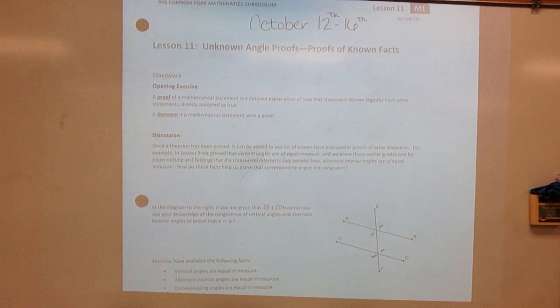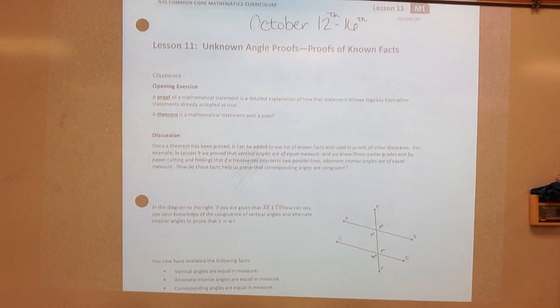This is just an abnormal time, so therefore you've been introduced to proofs a little differently than what I would normally introduce them to you. So they're probably a little more difficult to do. But remember, a proof is simply just proving why something is the way it is. Alright, so let's go ahead and look at our opening exercise.